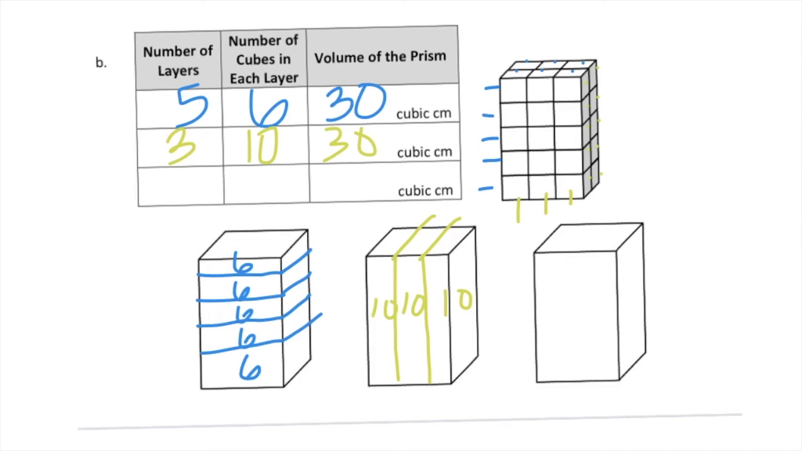And then finally, I could do it from the front. I have 1, 2, 3, 4, 5, 6, 7, 8, 9, 10, 11, 12, 13, 14, 15, and I have 1, 2 of those layers. So I would show my layers like this. My 2 layers having 15 and 15. 2 layers with 15 each again gives me 30.